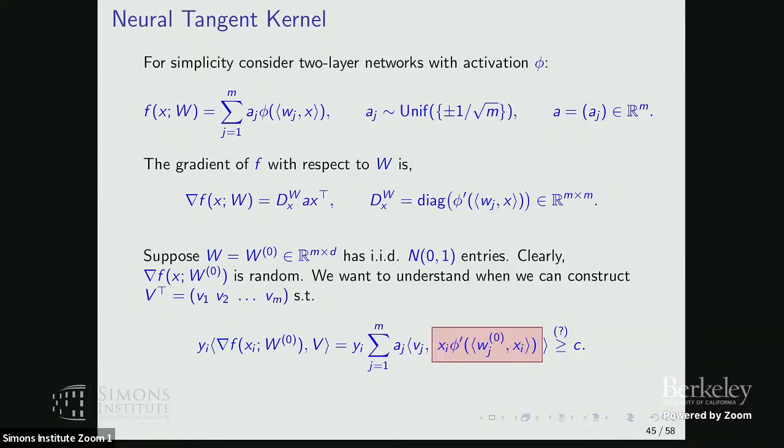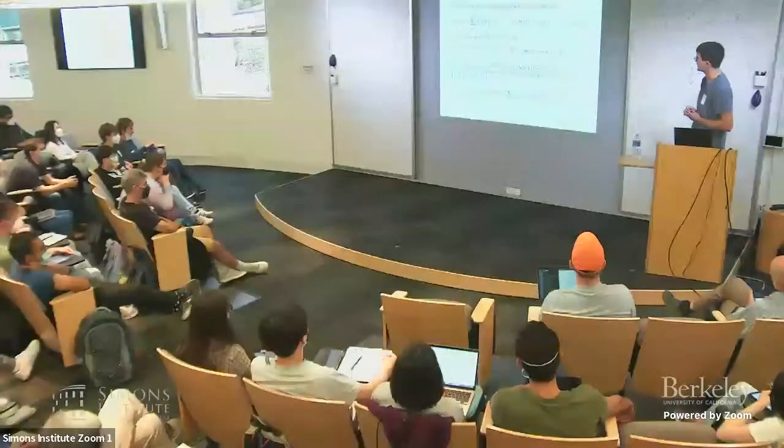We're interested in understanding when we can construct some vector v, or some matrix v, such that this quantity, the gradient margin with the gradient at time 0, is positive. This is the setup we're going to be talking about for the next few slides. Everyone, let me know if you have any questions, but this is what we'll be looking at.